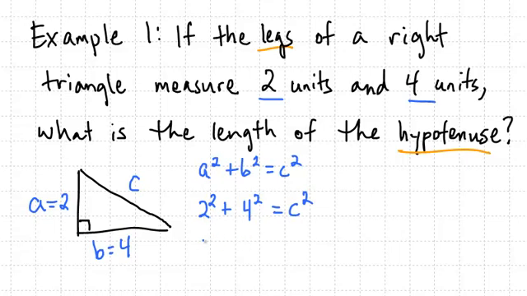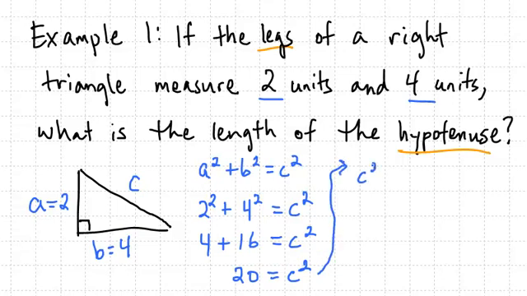2 squared plus 4 squared, that's 4 plus 16. 4 plus 16 is 20. So going up here, I know that C squared is equal to 20. Now look what we have here. We have a quadratic equation. Okay? This is a quadratic equation. To solve the quadratic equation, as we learned today, I'm going to take the square root of both sides. And when I take the square root, I'm going to remember that there's a plus and minus here.